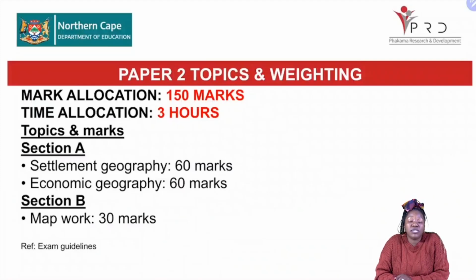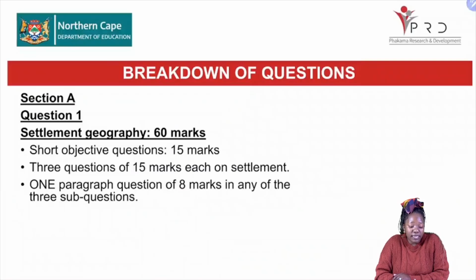Then you move to section B. Section B is your map work with 30 marks. So our focus today is on question 1, which is your settlement geography. Remember, it is a rural settlement as well as your urban settlement.